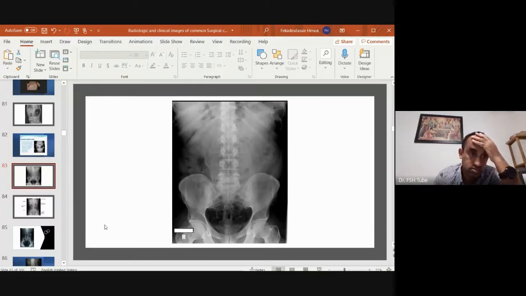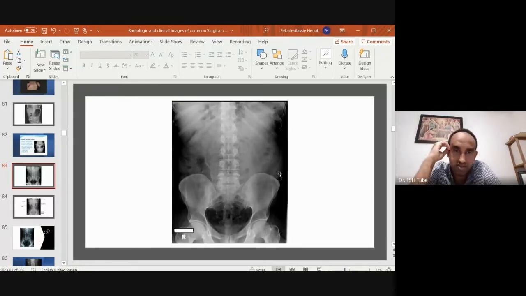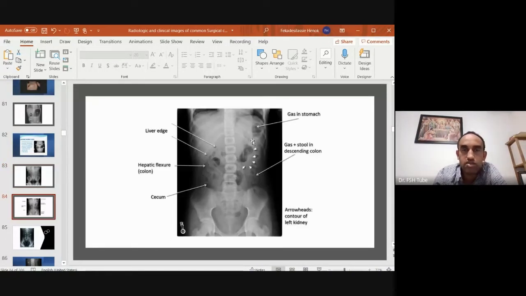Excellent. What do you see here? What kind of X-ray is this? Give me your diagnosis. KUB, do you see any pathology? We call it KUB because we can see the kidney projection, the ureteric projection, and the bladder projection: kidney, ureter, bladder. No pathology. Excellent, excellent. There is no pathology. We don't see anything. This is normal. So gastric gas, gas in the stomach, gas plus stool burden in the descending colon, you see the liver here, the hepatic flexure around here, the cecum around here, and the rectal gas shadow over here.